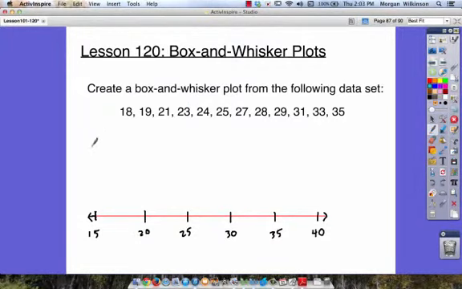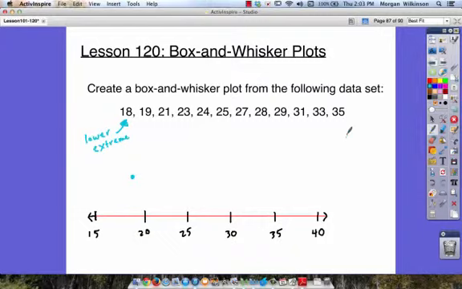The first thing we need to have is our lower extreme. And in order to find the lower extreme, we've got to find the smallest number that we have in our data set. We're going to take our lower extreme of 18, and we're going to plot it above our number line. So 18, just before 20, is going to fall here. That's the edge of one of our whiskers.